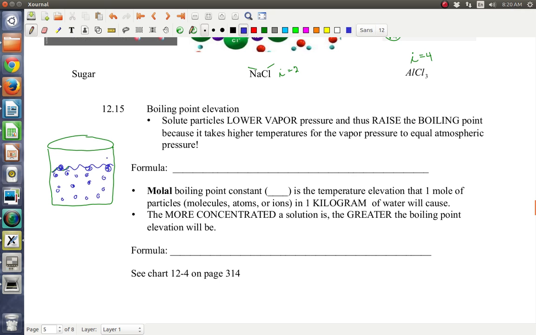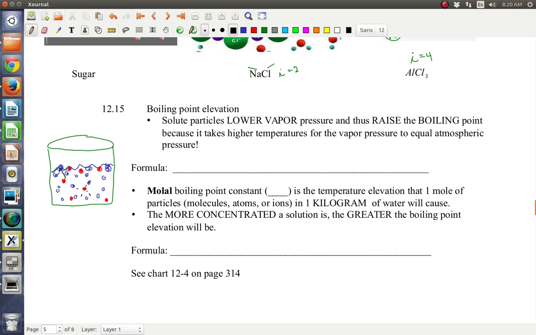Now if I dissolve something like sodium chloride in it, I'm going to make that red. Then you'll have the sodium chloride ions floating around in the water too, and since it's the solute, there's going to be less of it, but some of it is going to be sitting up here on the top. This helps lower the vapor pressure because there are intermolecular forces between the water and the chlorine and sodium, kind of holding them together, keeping them from escaping.